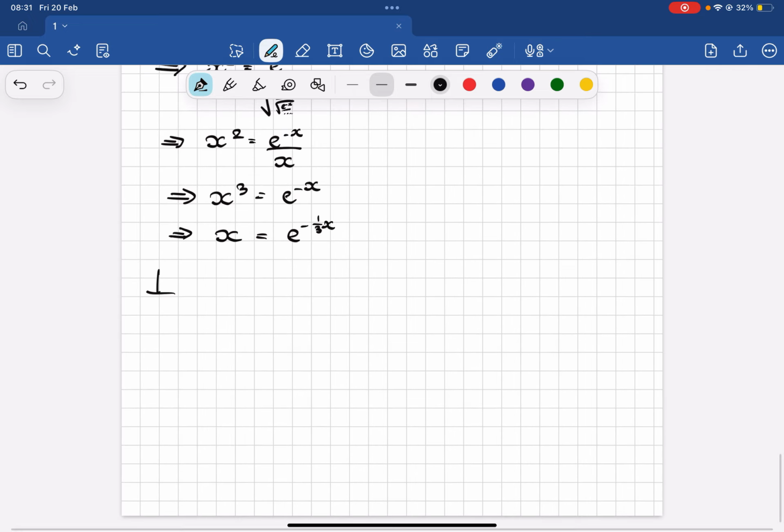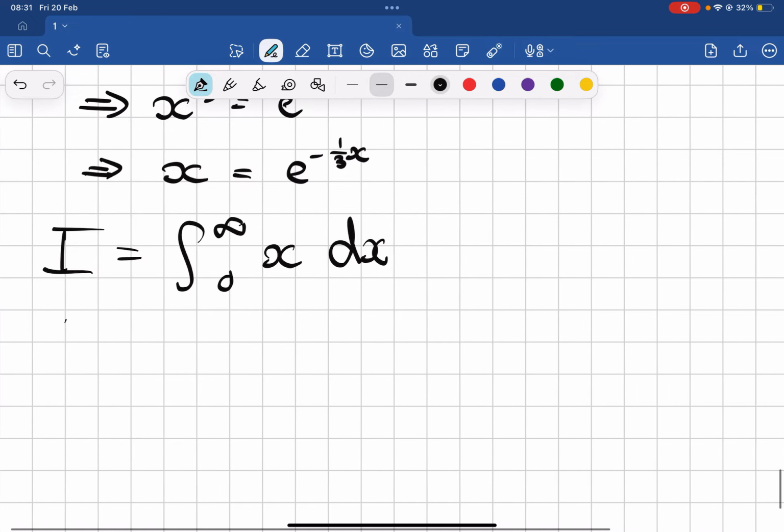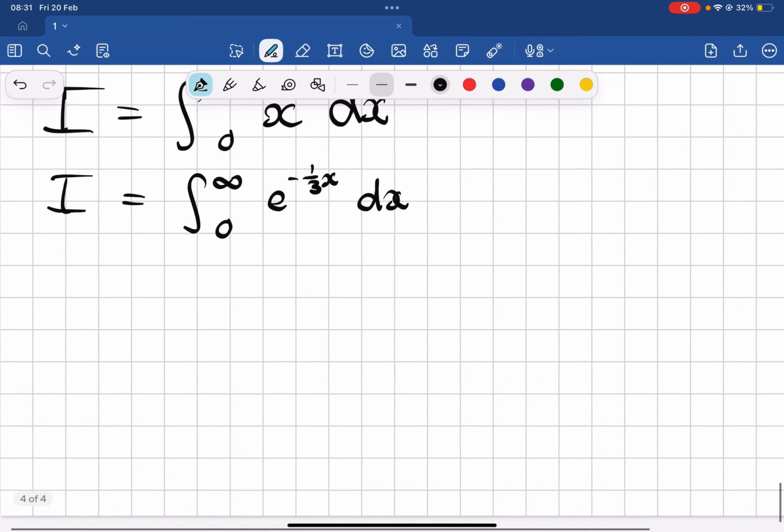So I equals the integral from infinity to 0, x with respect to x. And we found x to be e to the minus a third x with respect to x. Now if you integrate this, let's have a think. So what integrates to give this?